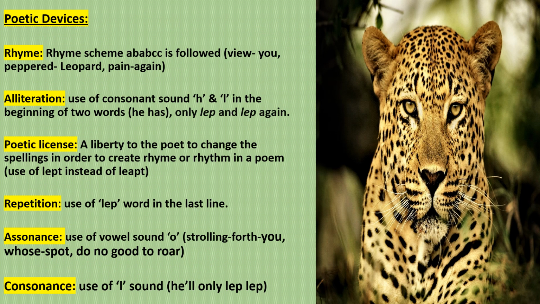So the poetic devices used in stanza 3, as I already mentioned before, rhyme scheme is same throughout all the 6 stanzas, and the words are definitely different. So the other poetic devices used are alliteration, poetic license, because we use the word lep, L-E-P, for leapt. Repetition is used, assonance is used, and consonance is used.